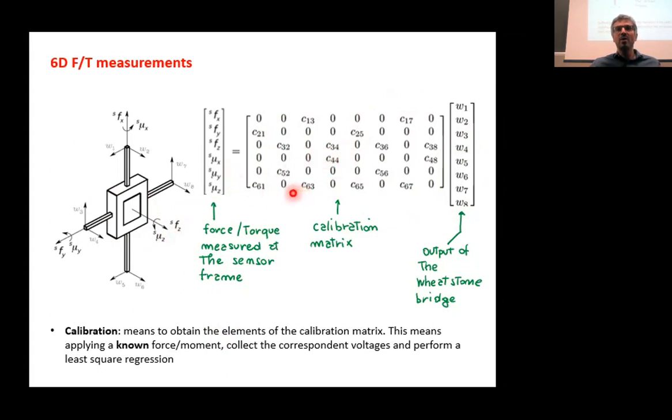And then whenever we want to use our sensor, we code the matrix in our software. We read the voltages with an acquisition board, and we get the values of the forces and moments at the sensor frame. Then if we want them at the end effector frame, we still need to do another transformation to map these forces and moments to the contact point.